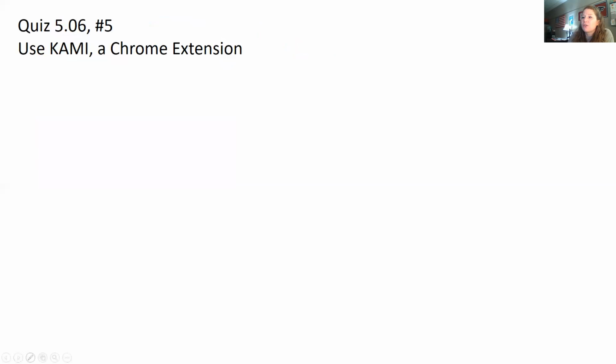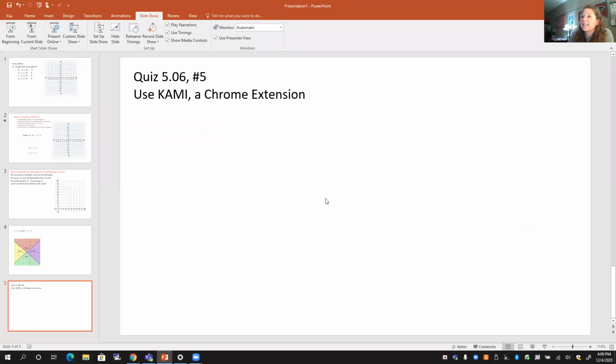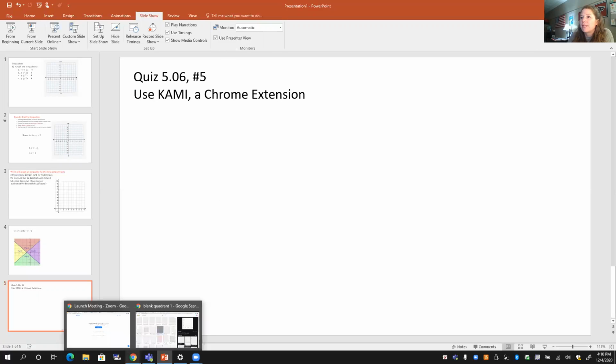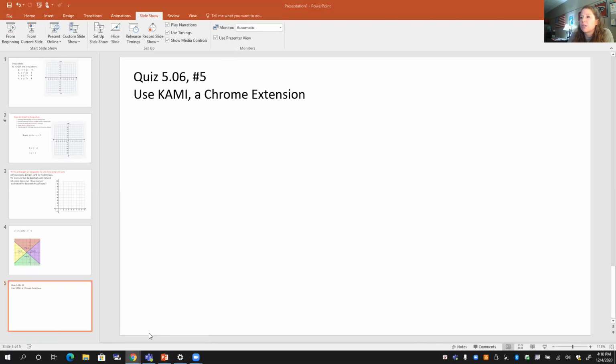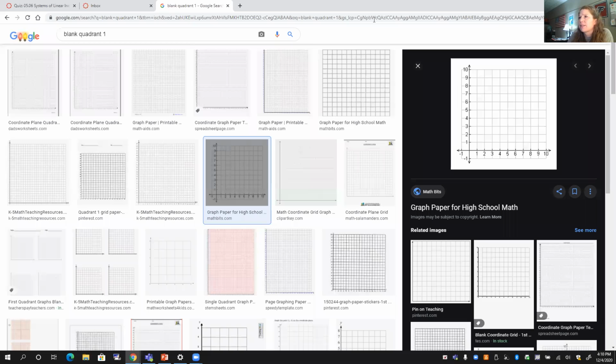Now, I wanted to show you guys how to use Kami, which is a Chrome extension. Sometimes it's easier if you just write directly on your screen, but you can't do that unless you have some sort of program like Kami. So you can all download it. It's very easy to download. You can just probably Google how to do that, but all of you have it on your computers.